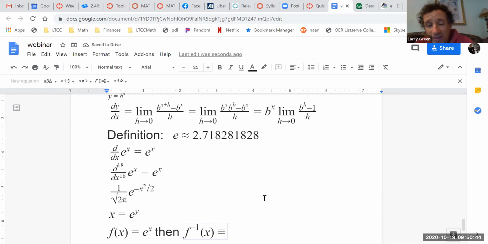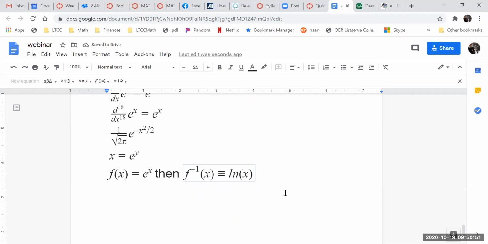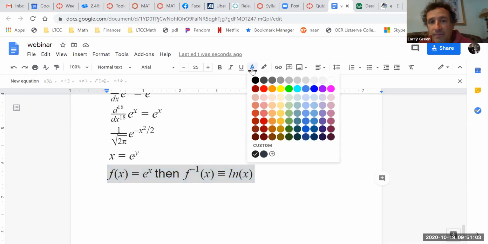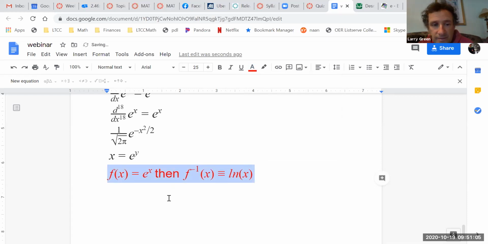Have you seen that symbol before? It's got 3 little horizontal lines instead of 2. Do you know what that means? So that means defined as. So it means we're not going to try and prove anything. We're just going to define it that way. So we're defining the inverse of e to the x as ln of x. Any questions on that?